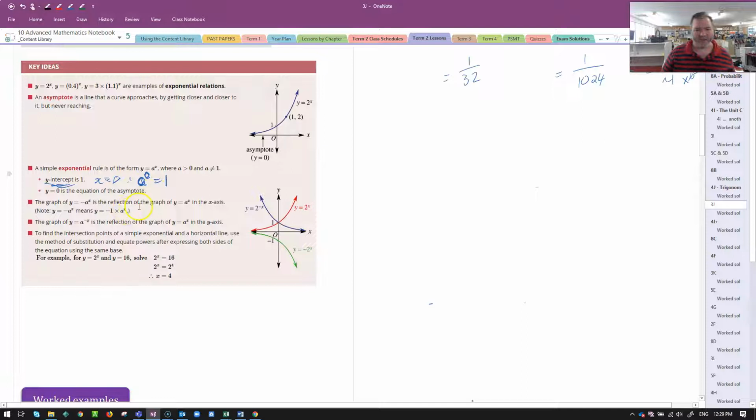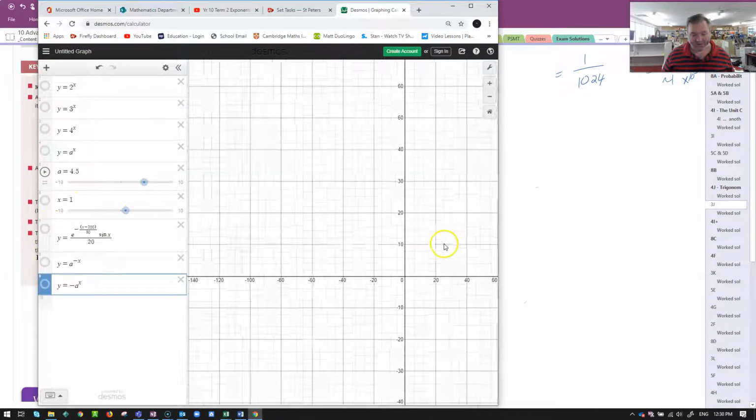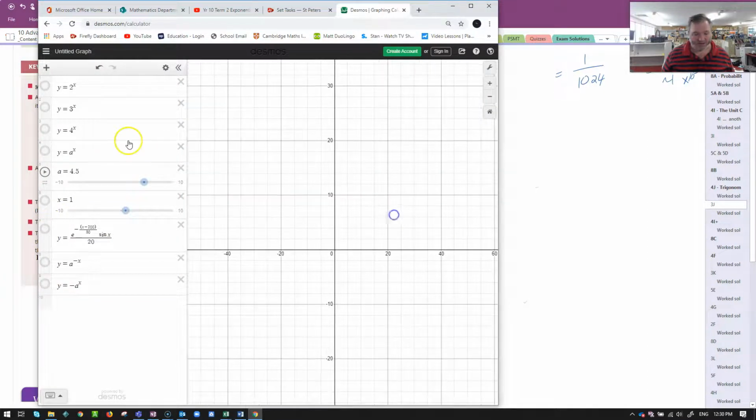We're going to look at reflections, both in the x-axis and the y-axis. And they talk about them there, but I think it's easier for us to have a look at them in Desmos. So let's get Desmos up again. We'll get rid of that equation, as exciting as it was. Zoom in a little bit. Let's have a look at this function, y equals a to the power of x.